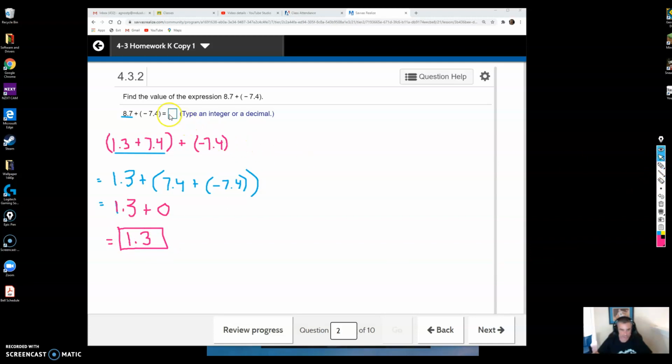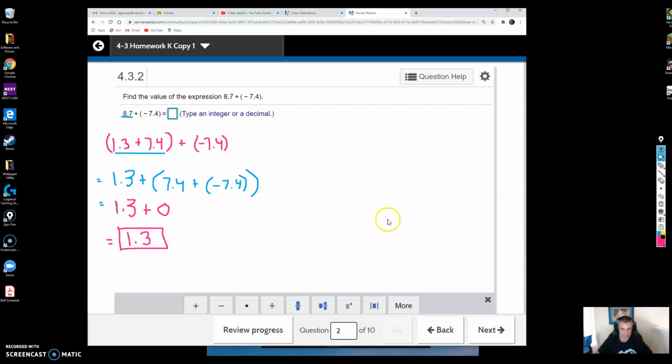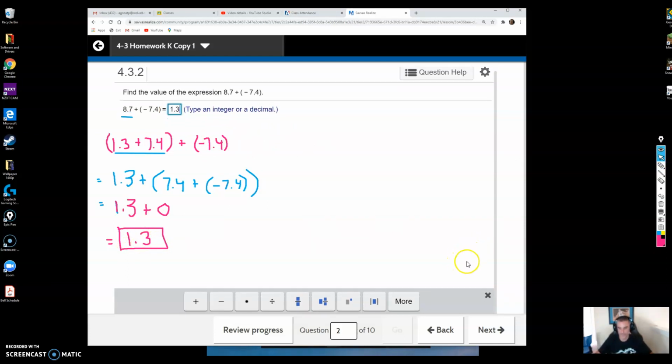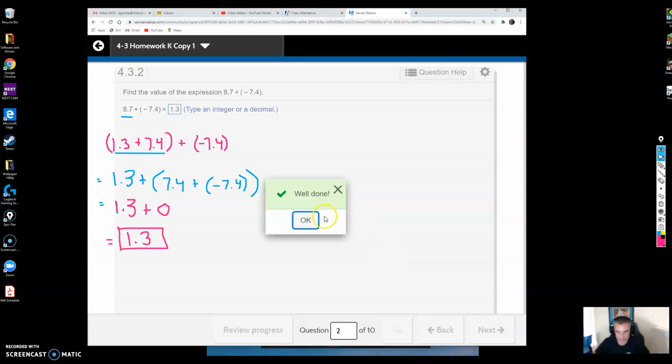So I go up to my box. It says type an integer or a decimal. Well, our answer was a decimal, so we're going to type in 1.3 and hit enter. We got it.